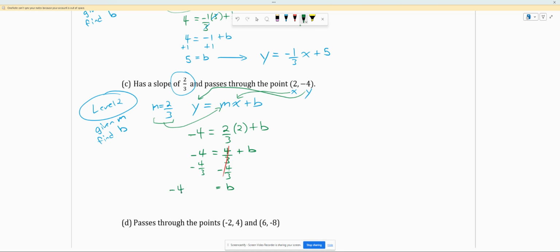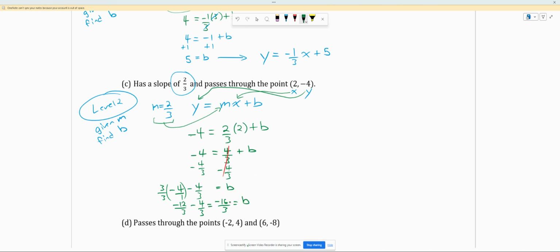And now we have to figure out what our b value is. Now what I have is -4 subtract 4 over 3. Now you have to remember, subtracting fractions, we need a common denominator, so I'm going to scale this up to 3. So I'm going to multiply top and bottom by 3 on this fraction. And that's going to scale it up to be negative 12 over 3 minus 4 over 3, not a double negative. And that's going to be negative 12 minus 4 is going to give me negative 16 over 3 is equal to b.